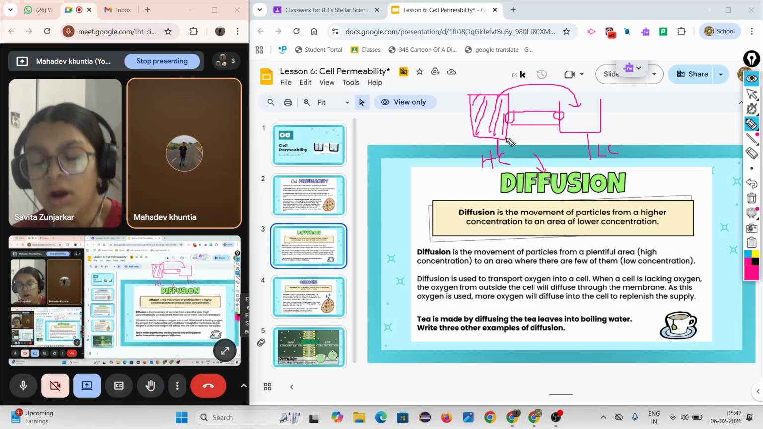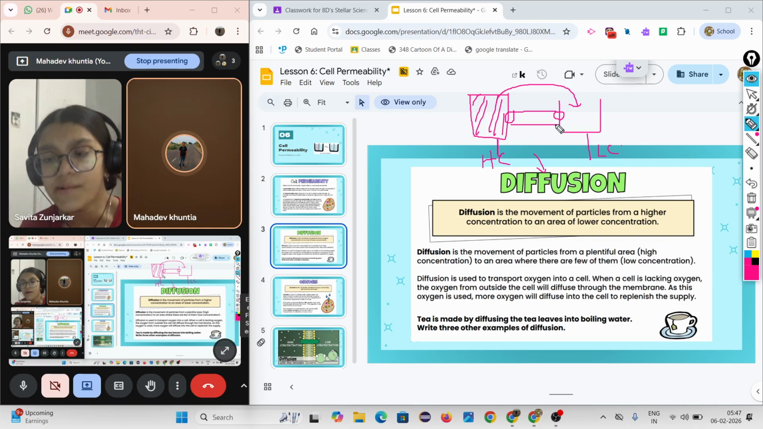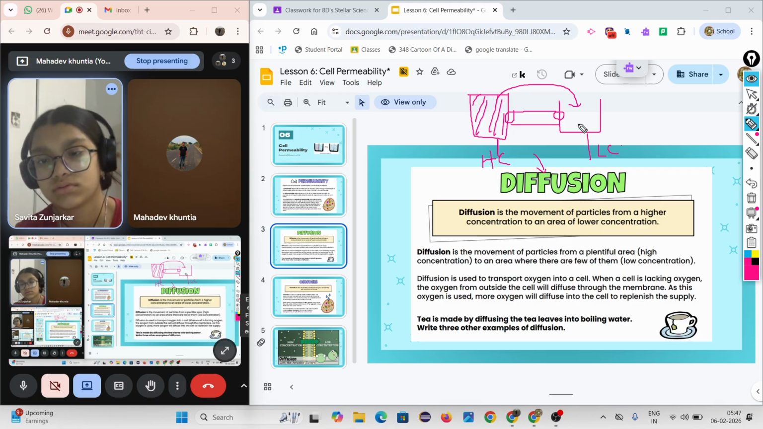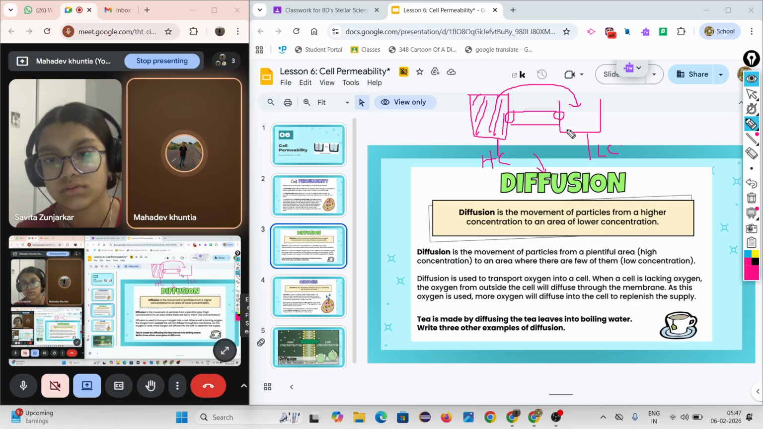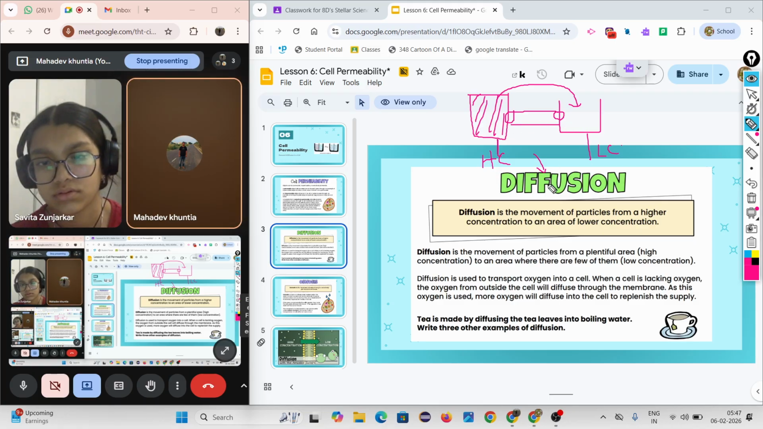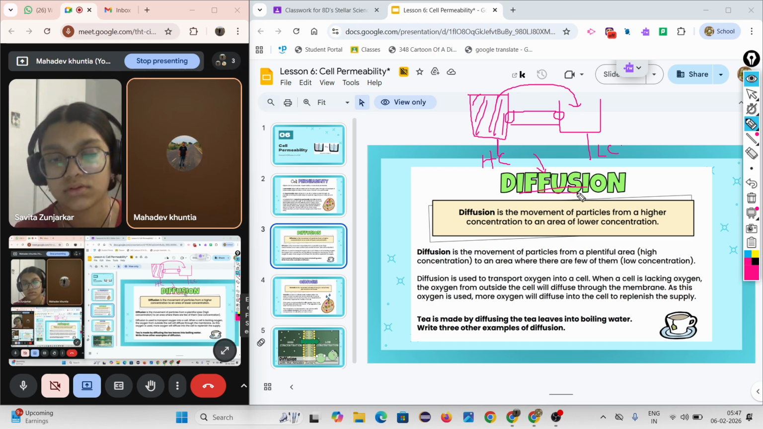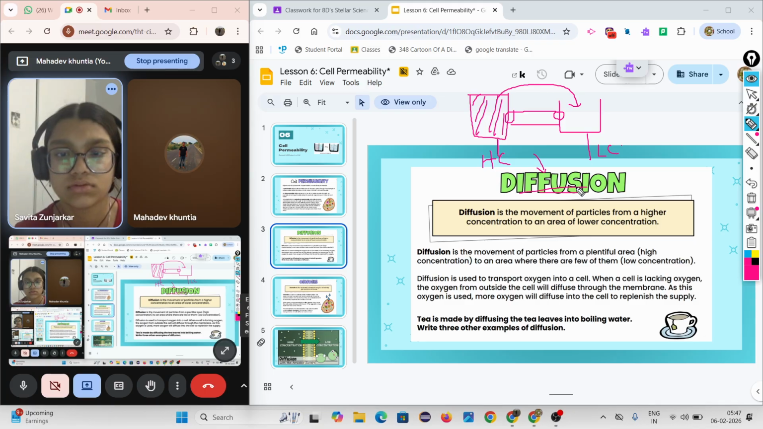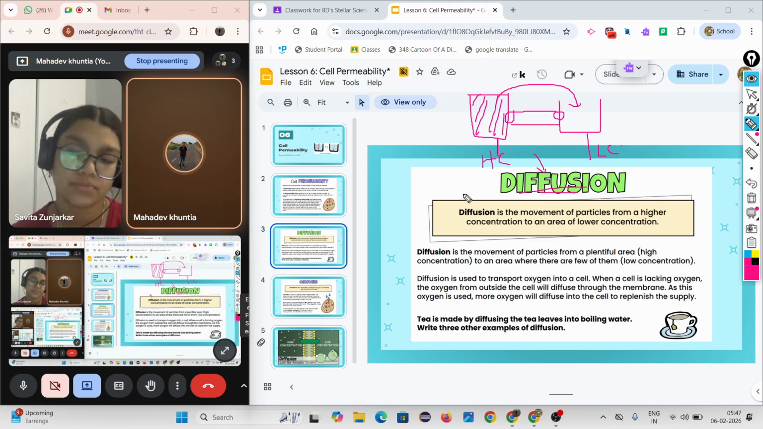This process is called what? How is water coming from bucket number one to bucket number two? By the process of diffusion. Do you understand what I mean by diffusion, by giving a different example? Yes.